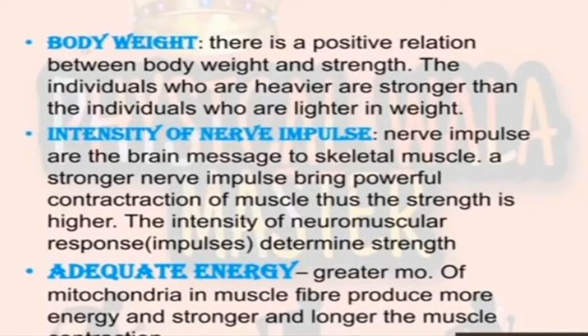A muscle is composed of a number of motor units. The total force of the muscle depends on the number of contracting motor units. Whenever a stronger nerve impulse from the central nervous system excites more motor units, the muscle will contract more strongly, or it can be said that the muscles will produce more force or strength. So the intensity of the nerve impulse also determines the amount of strength. This was all about the strength.